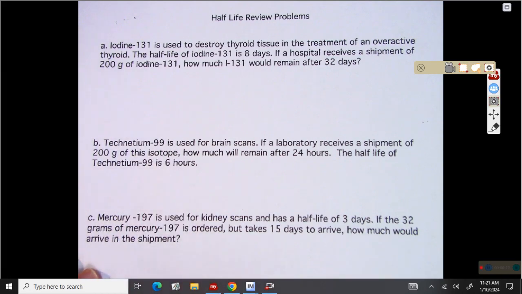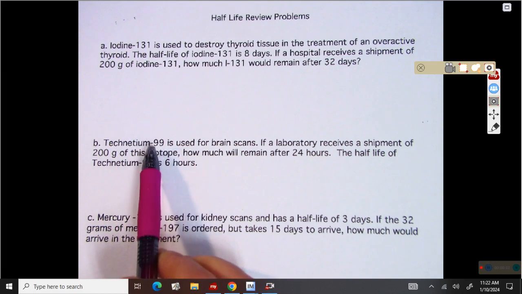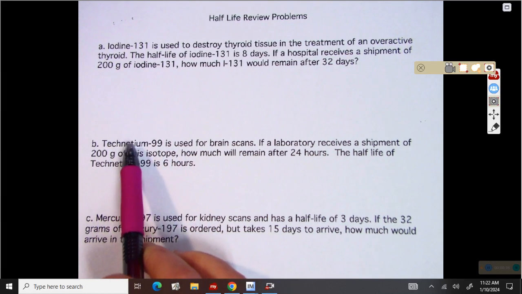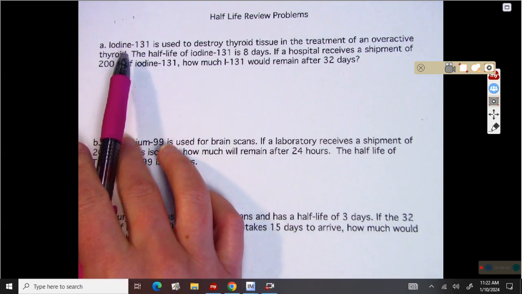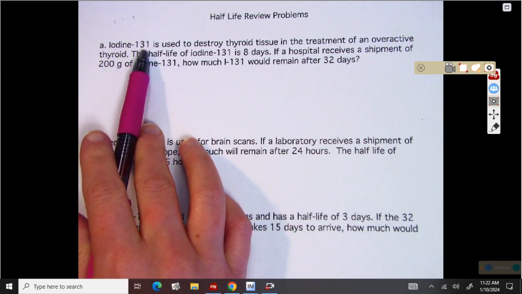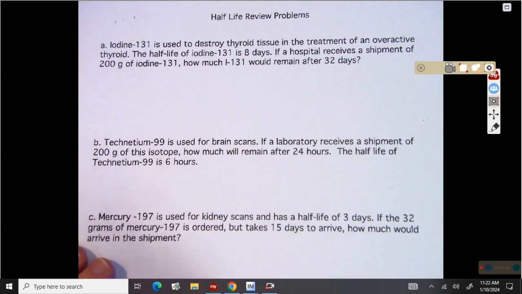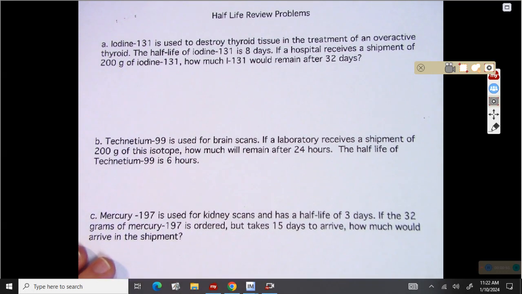Those isotopes are the same element with a different mass. So they have a different number of neutrons, but the same number of protons. All iodine has the same number of protons, but this change in the mass just means it's an isotope of that element. But we're going to calculate half-life.